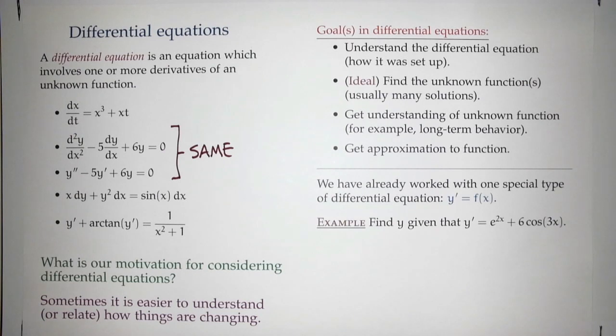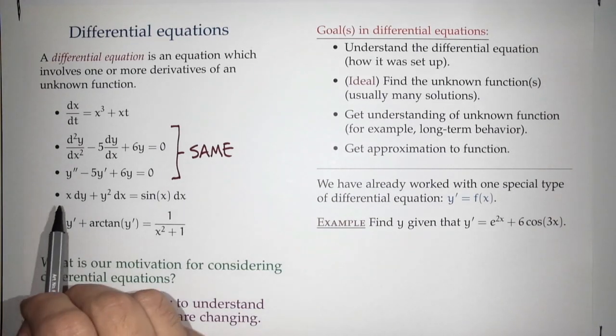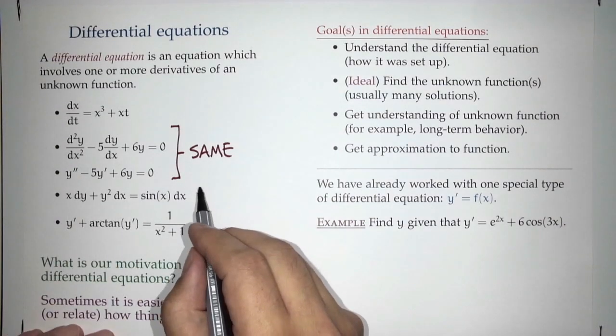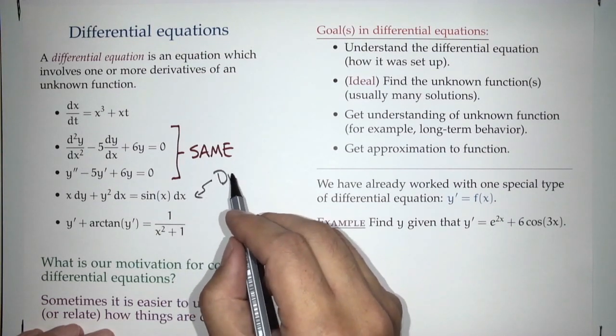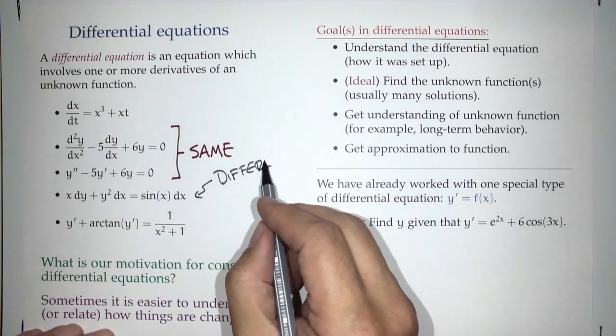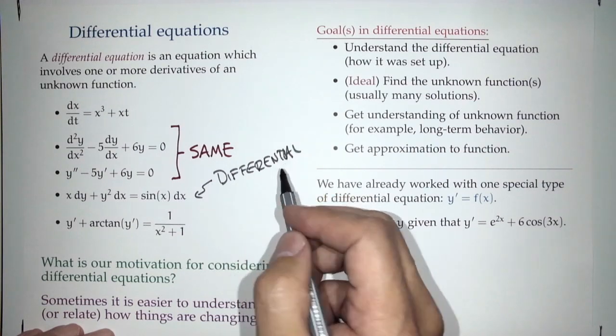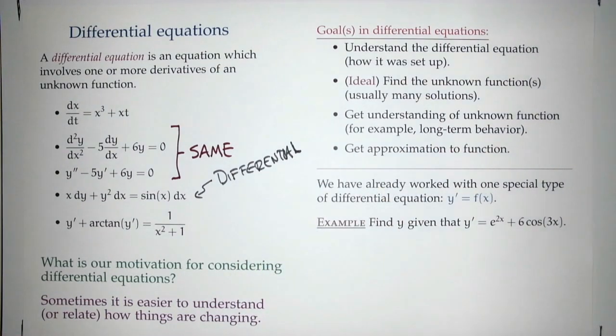So you might see something like x dy plus y squared dx equals sine of x dx. When you see the dy's and dx's separated like this, we usually refer to these as differentials. And again, it's just another way of writing things involving derivatives in a peculiar way. And of course, you can get complicated. You can get something really exotic. This: y prime plus arc tangent of y prime equals 1 over x squared plus 1. It is a differential equation because it involves y prime. It's pretty hopeless.